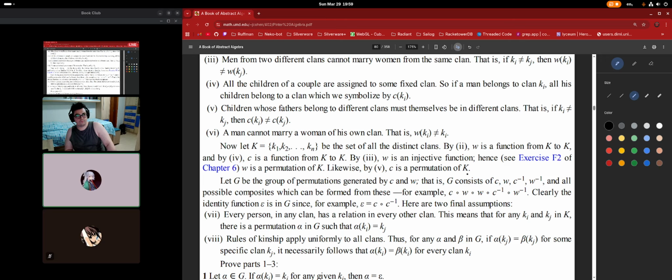So if there are two clans, then what are the possible ways to assign C and W, right? Well, there's only one way to assign W, which is you go from one clan to the other, right? Yes. And then there are actually two options for C. You can either say that C equals W, or that C is the identity, basically. Yeah. Makes sense.